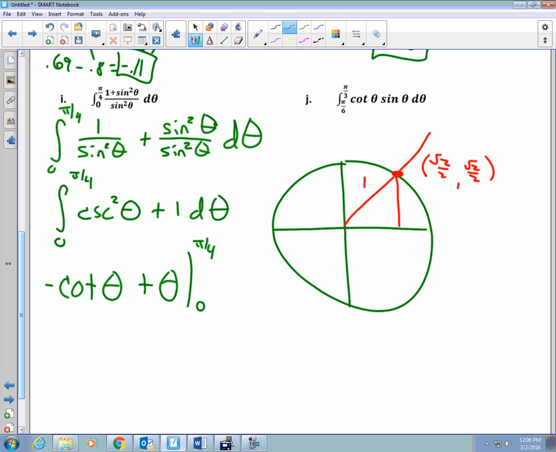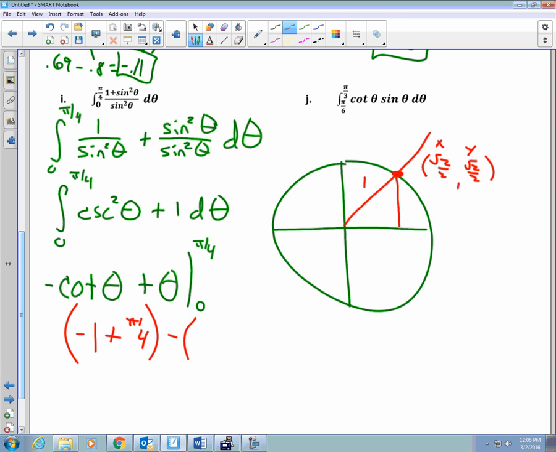In terms of x and y, what is tangent? Tangent is y divided by x. So cotangent would be x divided by y. If you divide those two, you get 1, so negative 1 plus, theta is pi over 4.